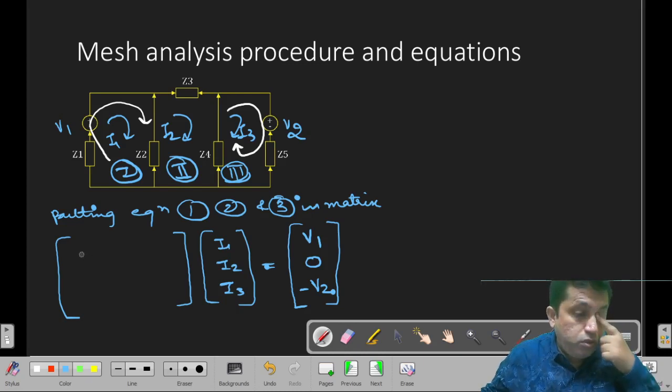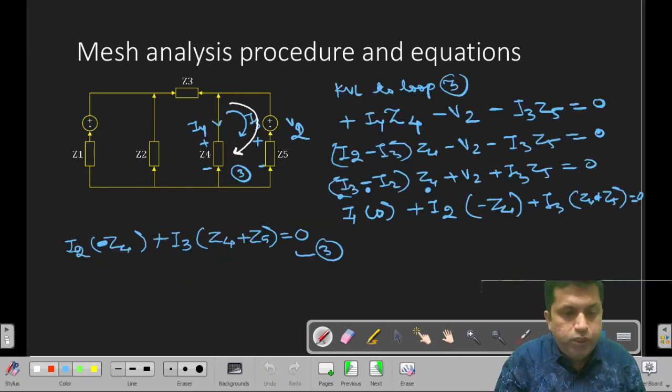Okay, so now we'll see what are the entries in the Z matrix. Entries in the Z matrix. Okay, see equation 1.